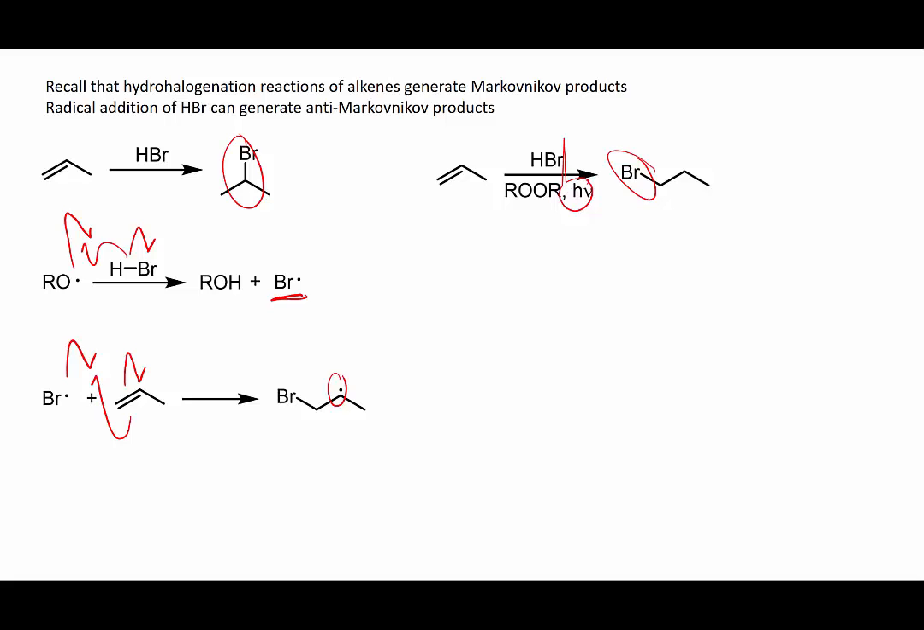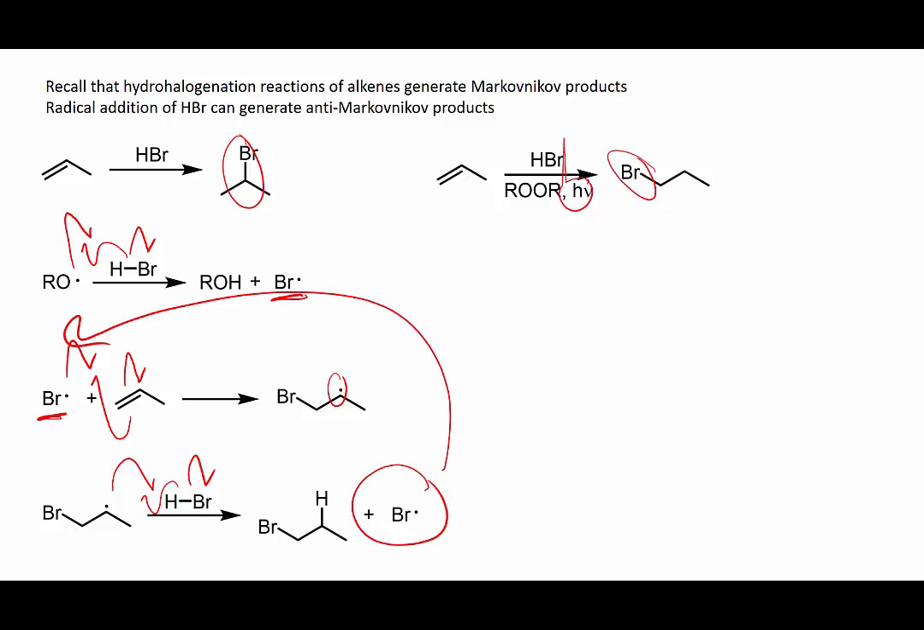Finally, in order to keep this reaction going, we need a secondary propagation step. We need to regenerate this bromine radical. So our secondary radical in this case will abstract a proton from HBr and generate the new bromine radical, which can then continue on in further propagation steps. Again, this will add the bromine at the least substituted carbon and a hydrogen at the more substituted carbon, opposite of what we see in a typical hydrohalogenation reaction.